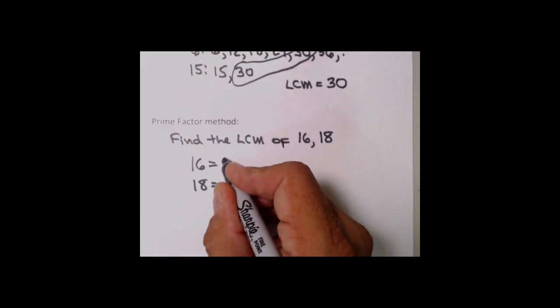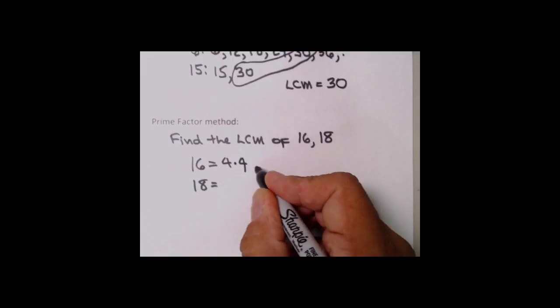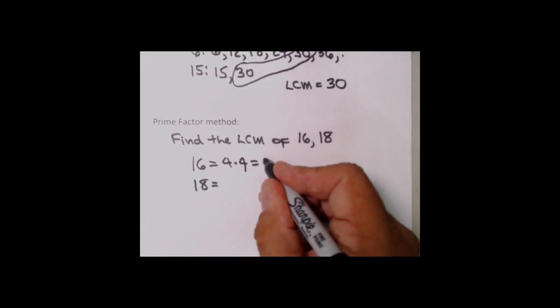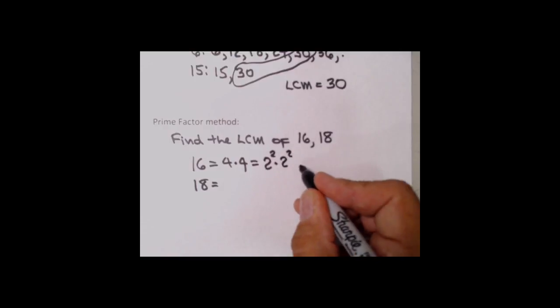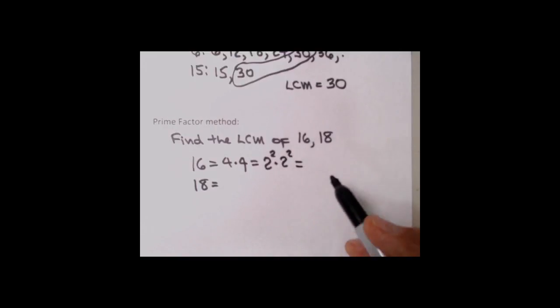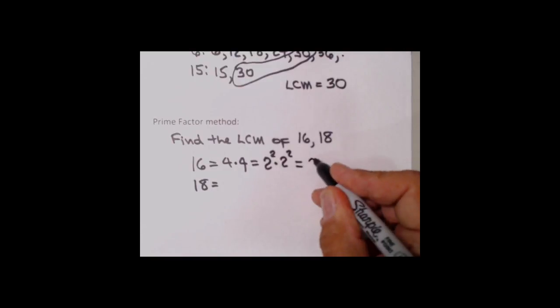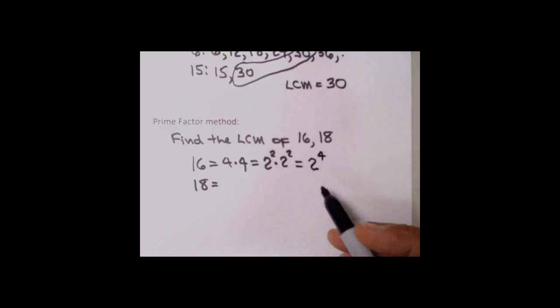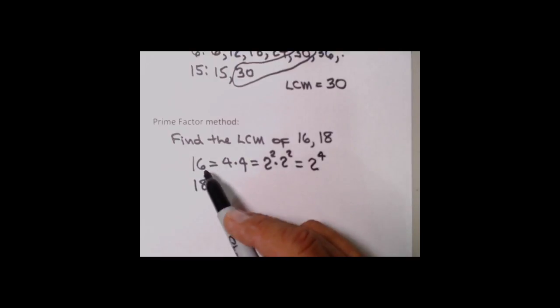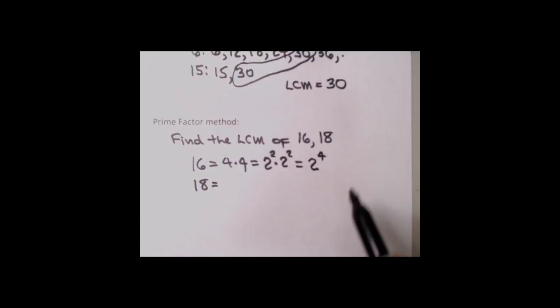For instance, 16 we can think of as 4 times 4. Well, each of these 4s is 2 squared, so I've got a 2 squared for the first 4, a 2 squared for the second. Now, of course, remember how we handle the exponents. We have the same base 2, so we just add the powers. 2 plus 2 is 4. Now, if you think about this, take the first two 2's. 2 times 2 is 4, times the next one, 4 times 2 is 8, times the last one, 8 times 2 is 16. You can see that that's the correct factorization.